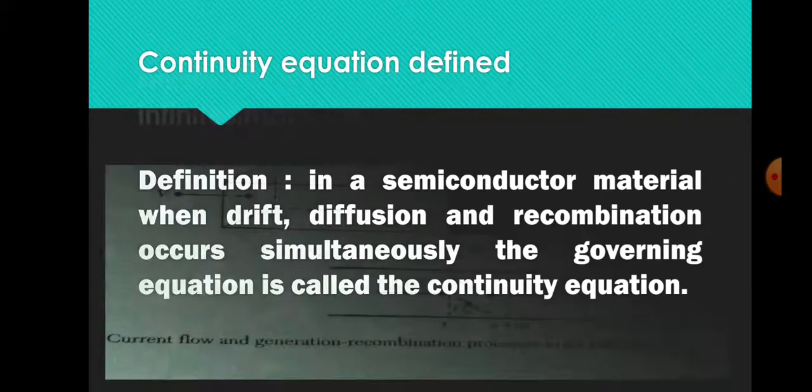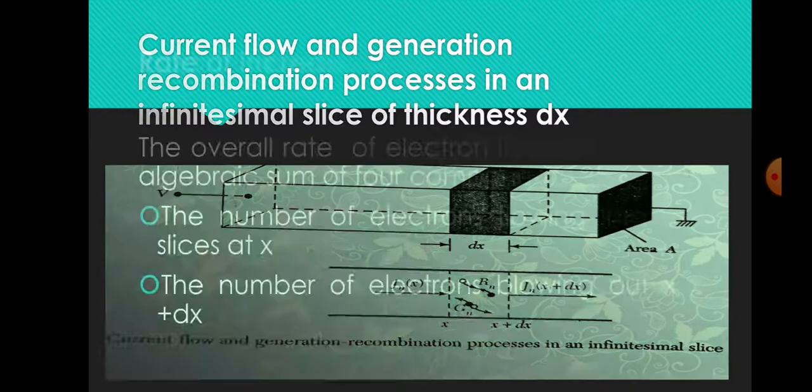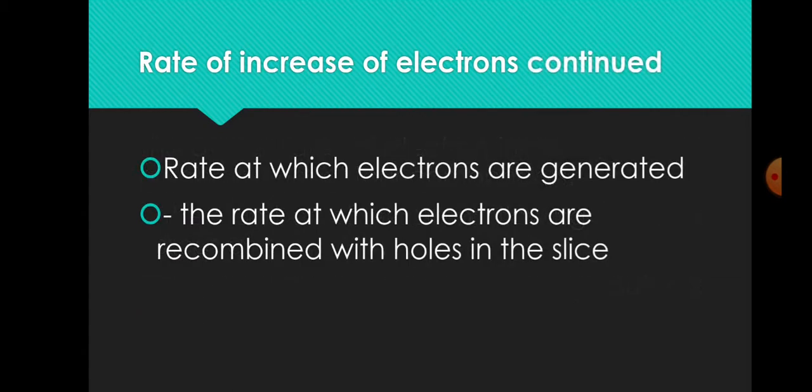To derive the one-dimensional continuity equation for electrons, we consider an infinitesimal slice of thickness dx located at x as we have shown in the diagram. The number of electrons in the slice may increase due to the net current flow into the slice and net current generation in the slice. The overall rate of electron increase is the algebraic sum of four components: the number of electrons flowing into the slice at x, minus the number of electrons flowing out at x plus dx, plus the rate at which the electrons are generated minus the rate at which they are recombined with holes in the slice.